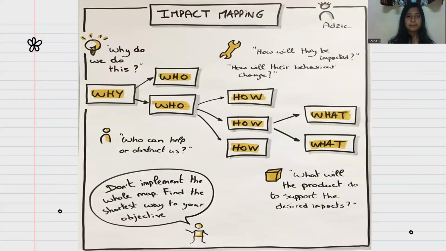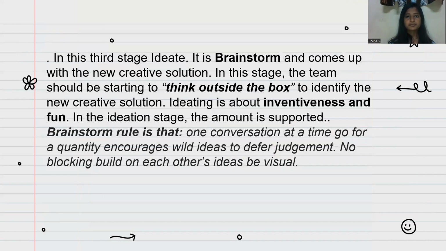Here is the impact mapping, which helps us to empathize, ideate, prototype, and test the problem. In the ideate stage, you brainstorm and come up with new creative solutions. It is something where you have to think out of the box with inventiveness and fun. The brainstorm rules are: one conversation at a time, go for quantity, encourage wild ideas, defer judgment, no blocking, build on each other's ideas, and be visual.